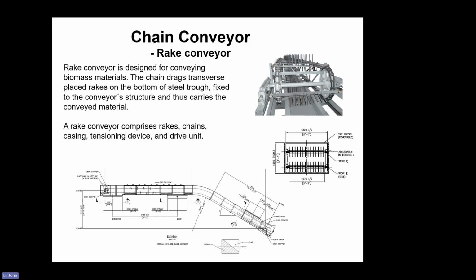You can see two circles here. That means it can move. And the drive unit is always at the head. So materials can feed in here, and then the rake pushes the materials to here and discharges to here. So it is in a box, so it can be enclosed. This picture didn't show the casing.